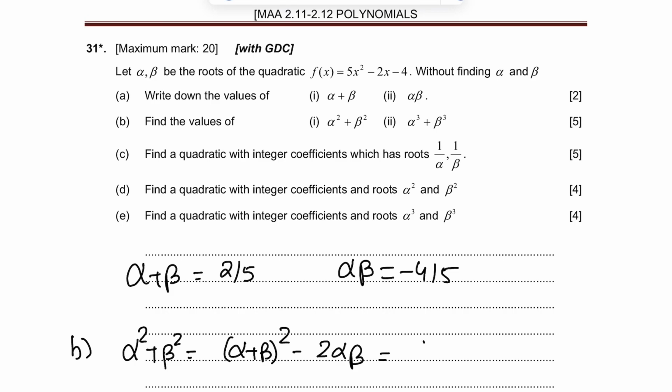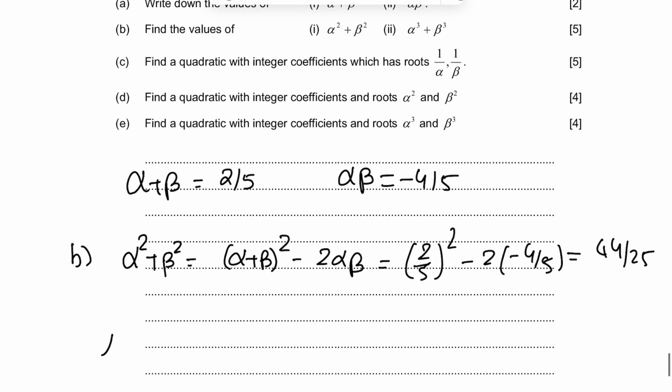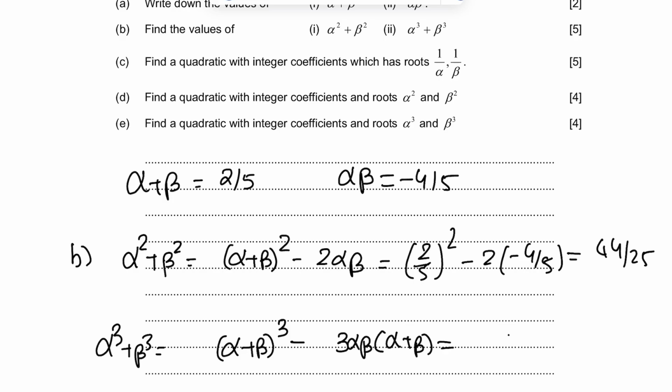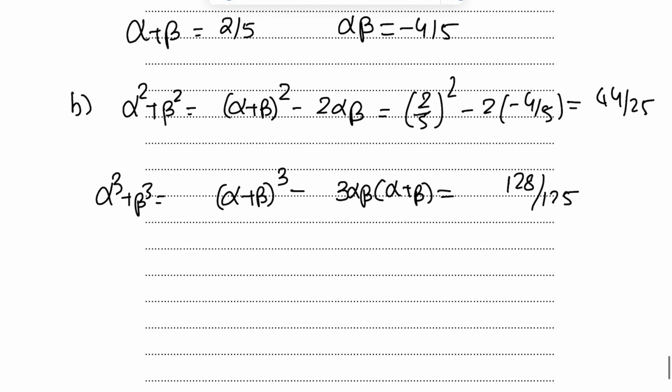which is 2 upon 5 whole square minus 2 times minus 4 upon 5, which is 44 upon 25. Alpha cube plus beta cube, which is alpha plus beta whole cube minus 3 alpha beta times alpha plus beta. Plug in the values. Directly I'm writing the answer, 128 upon 125. Find a quadratic with integer coefficients whose roots are 1 upon alpha and 1 upon beta.